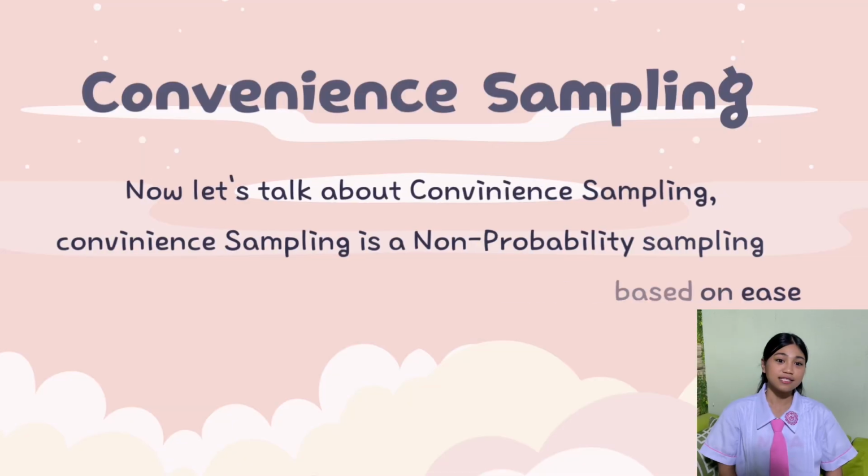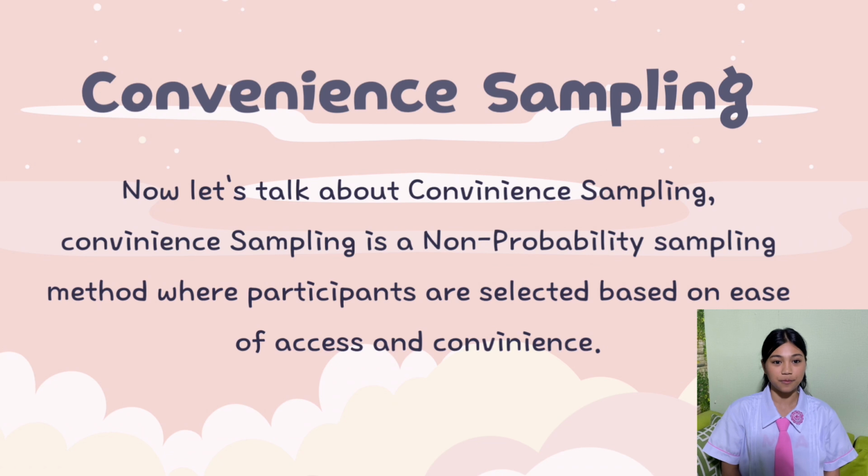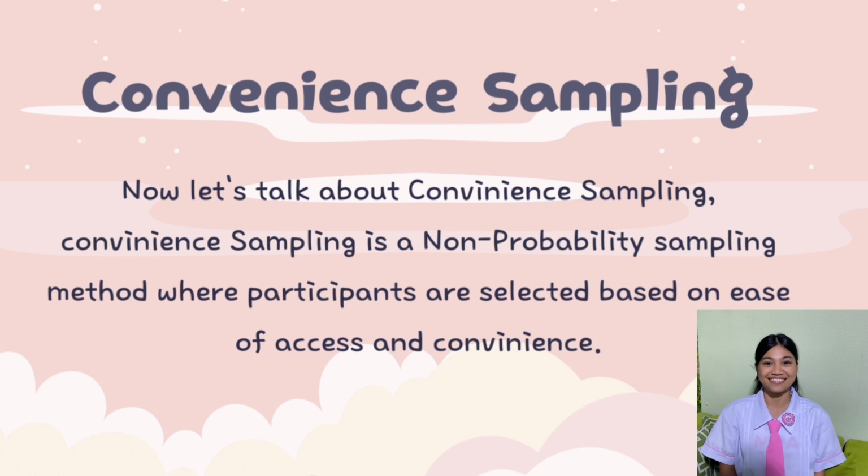Now, let's talk about convenience sampling. Convenience sampling is a non-probability sampling method where participants are selected based on ease of access and convenience. And now, Cortez will show some example of convenience sampling.